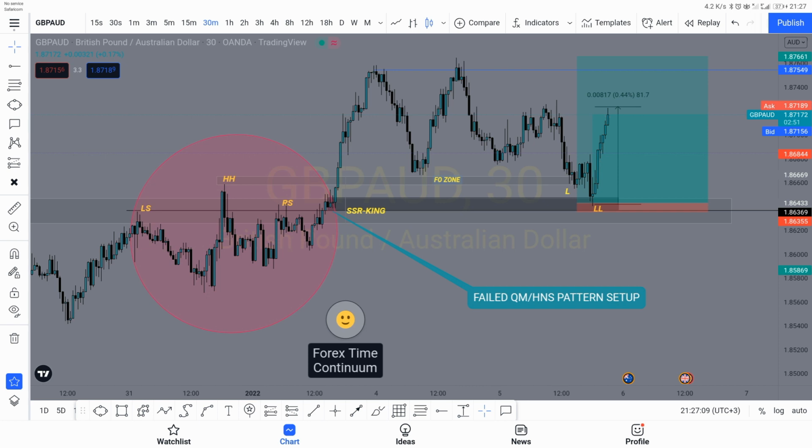I feel so bad. This is a setup I don't usually like to miss. 80 pips in 3 hours, my friend. That's a jackpot. But there is still a next time.